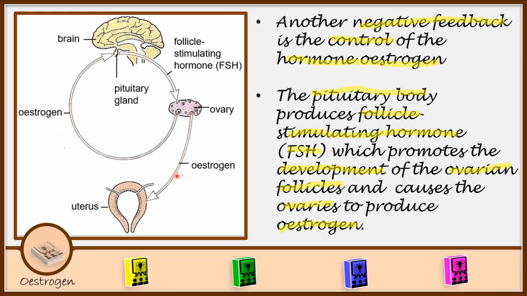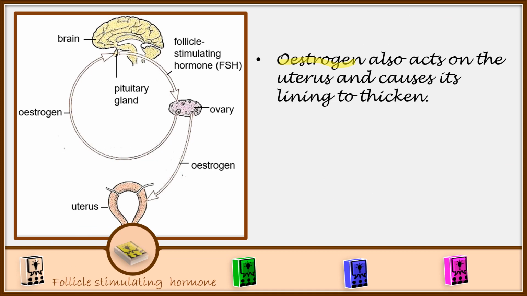The estrogen, of course, will go to the ovary, causes the repair of the ovary, and the estrogen still will be the one going to the brain to control the release of follicle stimulating hormone. Estrogen also acts on the uterus and causes its lining to thicken. So it is the estrogen which is going to cause the thickening of the uterine wall.